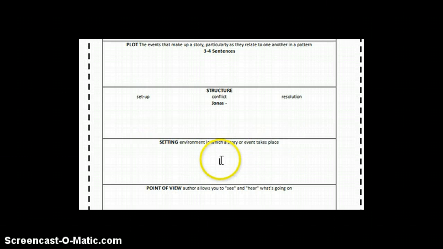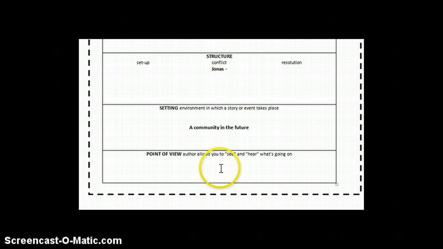Okay, setting, we've already talked about. It's a community in the future. Okay, and then we've already talked here. It's third person omniscient. Or no, limited, I'm sorry. And it's limited to Jonas. So that's how you complete page 8.